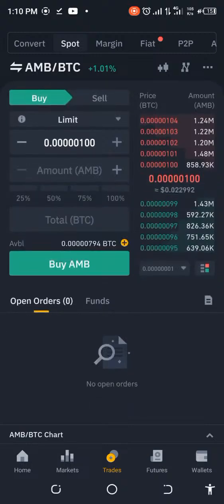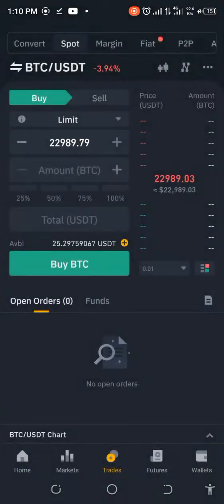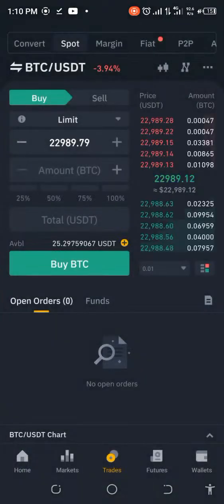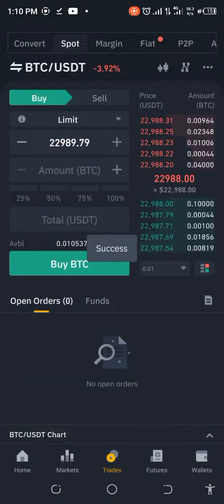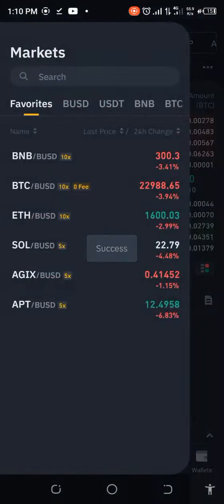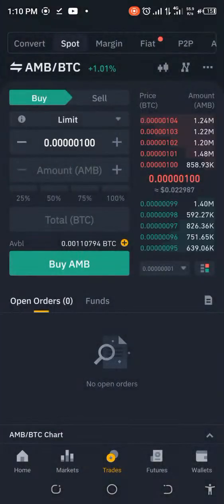So let's go ahead and try to get some BTC. Okay, so we have to go and get BTC USDT. Let's get that. So what we want to do now is to buy 100% of that, and then we just buy that immediately, and I'm sure that will go awesome. So we've done that. So we go back to AMB BTC, and then we go ahead and purchase that.